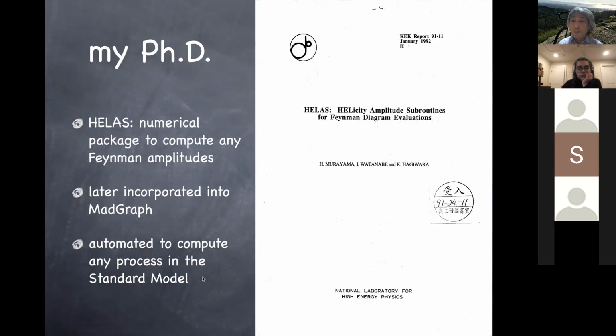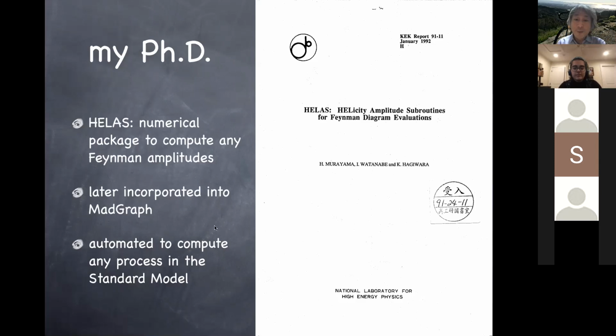Later, this was automated and became the engine of a bigger package, which computes any process in the standard model automatically. That package is called MADGraph. MAD in this case is not "mad"; it was written by people at the University of Wisconsin-Madison, so that's why it is MADGraph. If you look it up, you can find the software package, install it on your computer, and compute any process you like in the standard model on your laptop. That was my PhD thesis, actually.